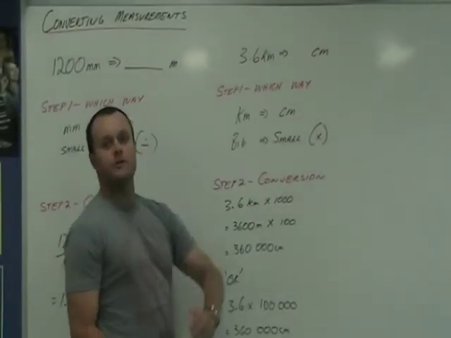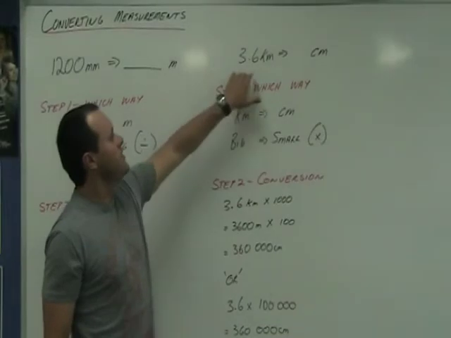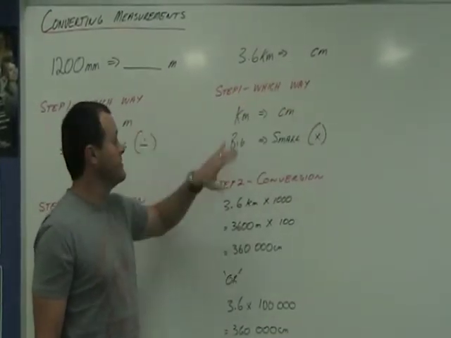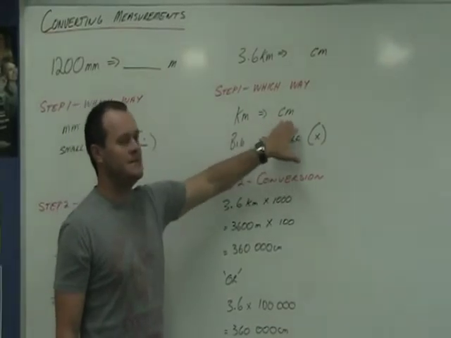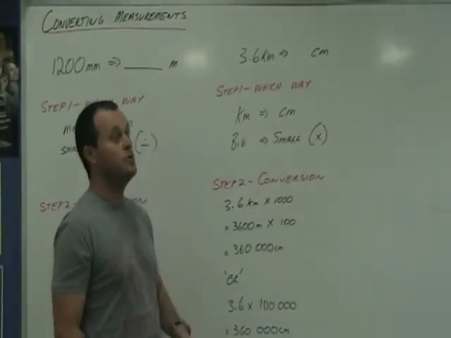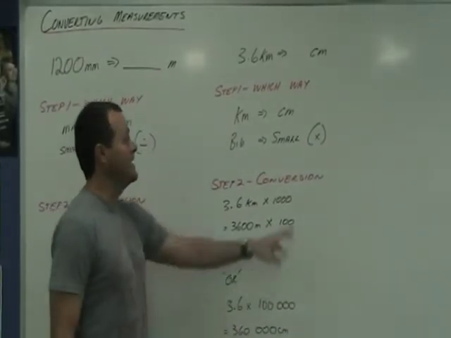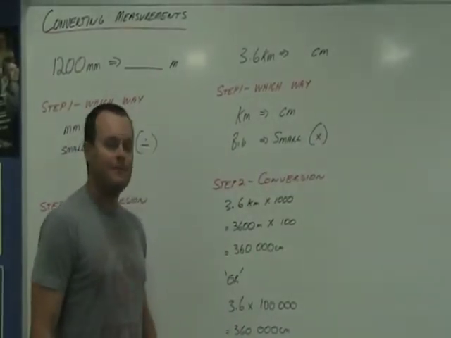Alright, the next one was that little bit trickier, but I'm sure you got there. 3.6 kilometres is how many centimetres? Think our way through it. Step one: kilometres to centimetres. We're going from big to small, spreading it out, making it bigger. So we need to multiply to make the number bigger.